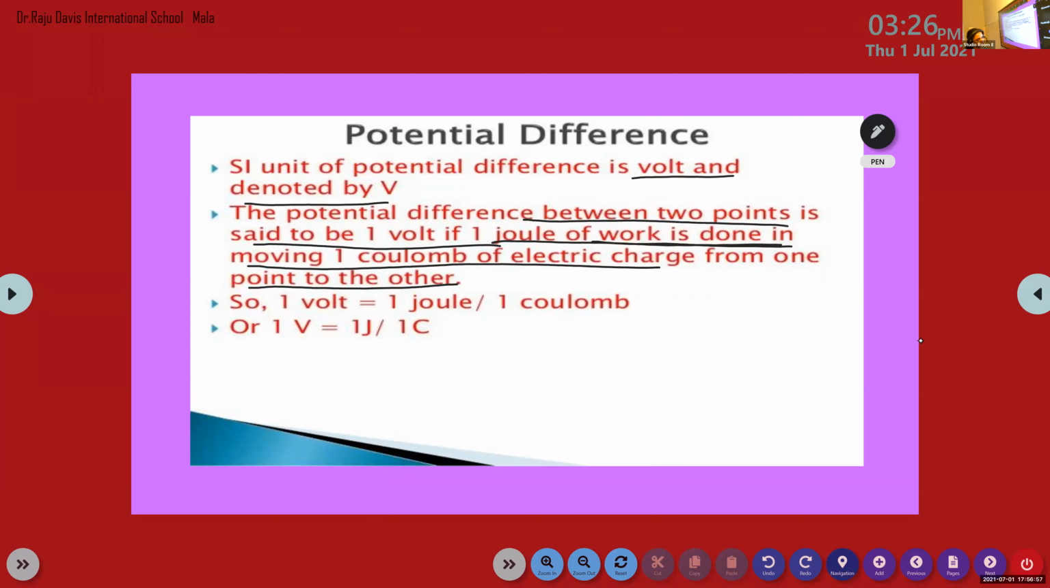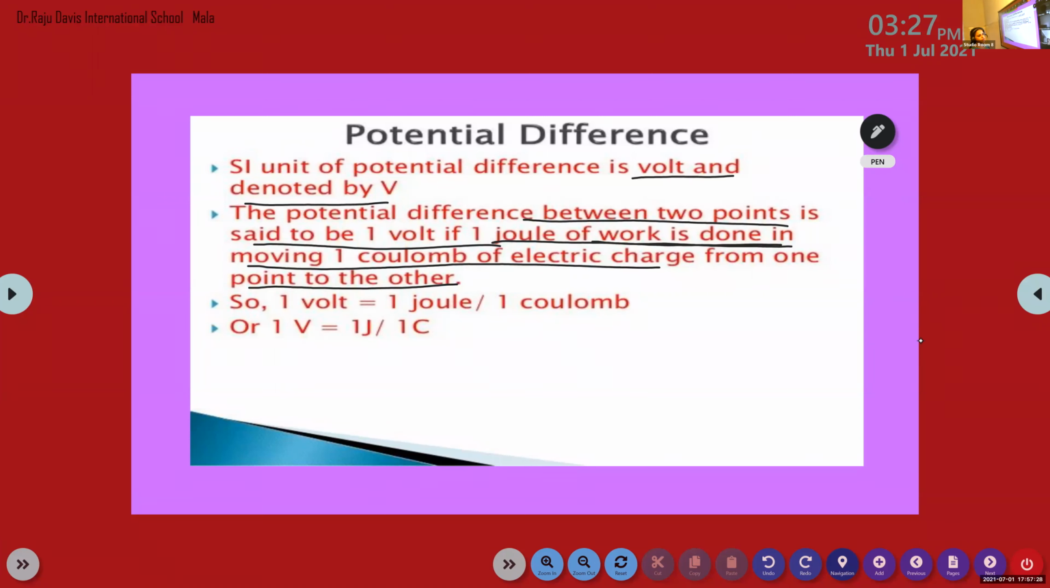It is the work done to move a charge, 1 joule, not jewel, 1 joule, in moving 1 coulomb of electric charge from one point to another. Are you following me? Yes, ma'am, but there is some connection problem.